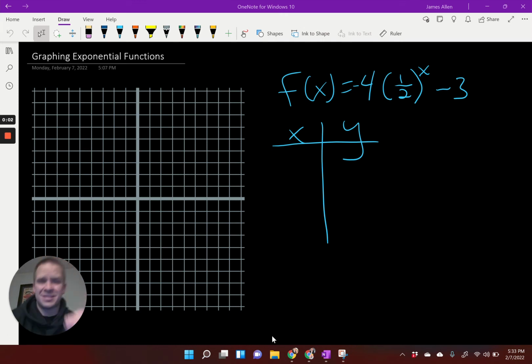I'm pulling out all the stops on this one, right? We got a negative out front. That is a vertical reflection for those of you remembering your transformations. 4, that's a vertical stretch by 4.